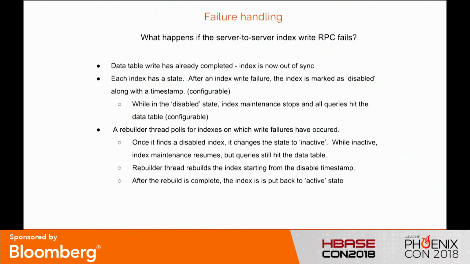So, failure handling: what happens if that server-to-server index write fails? That means your index table is out of sync, right? Because we've potentially already written to the data table, and we haven't written to the index table. The way we handle this in Phoenix is every index has a state, and normally the state is active, but when we have an index write failure on the server side, we detect that and mark the index as disabled.